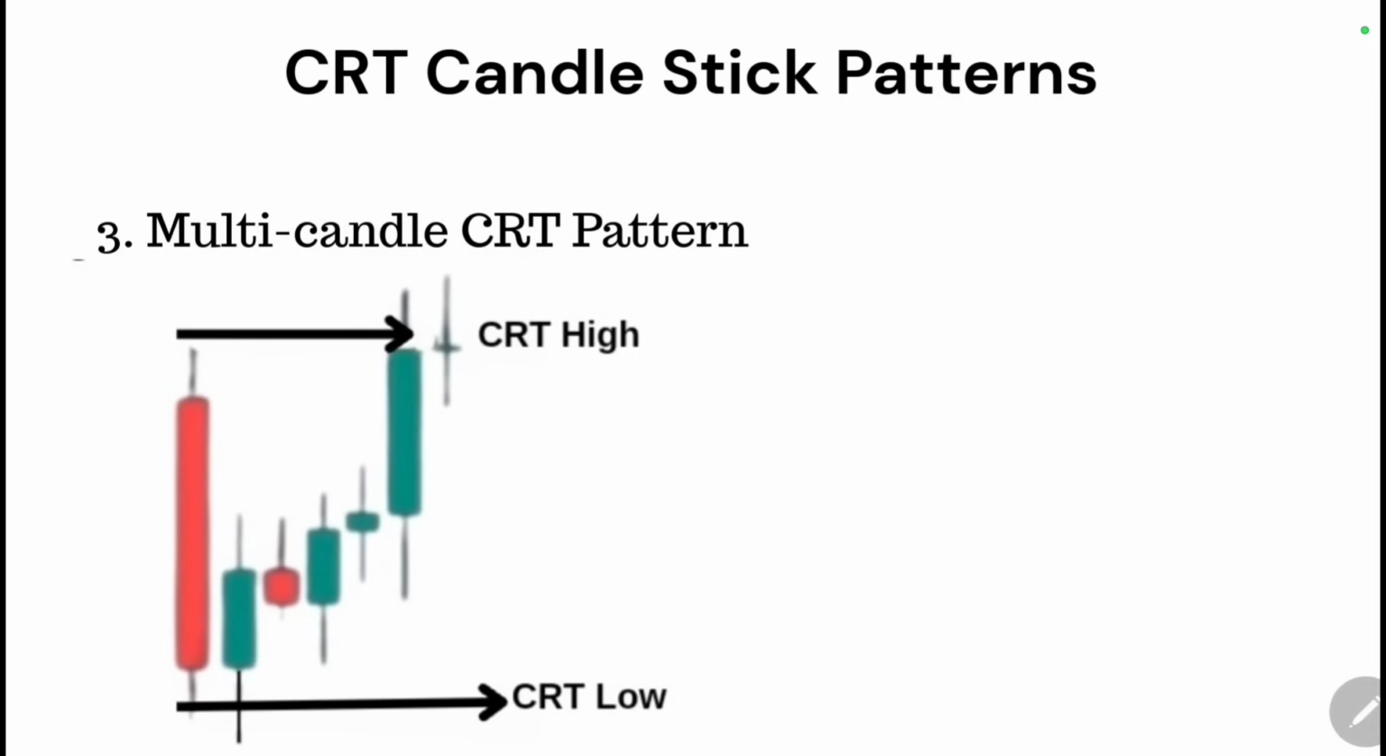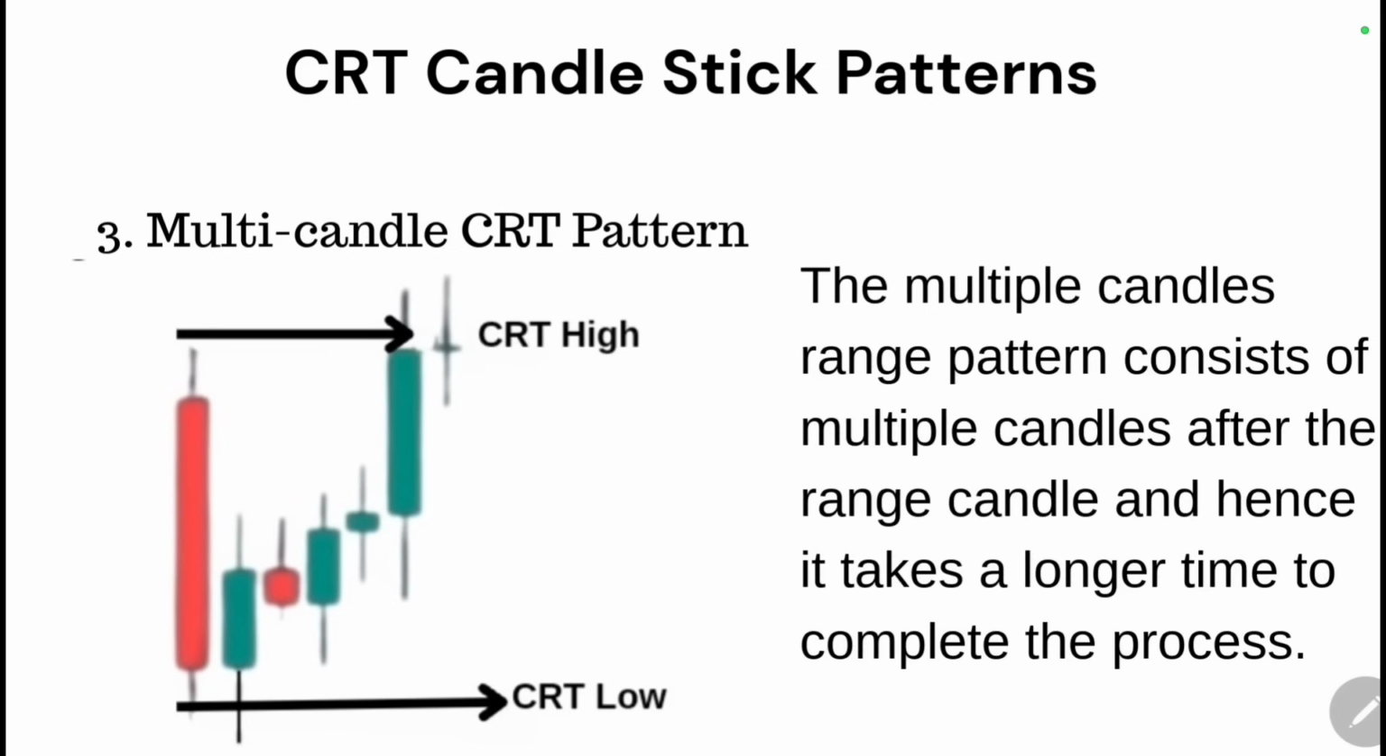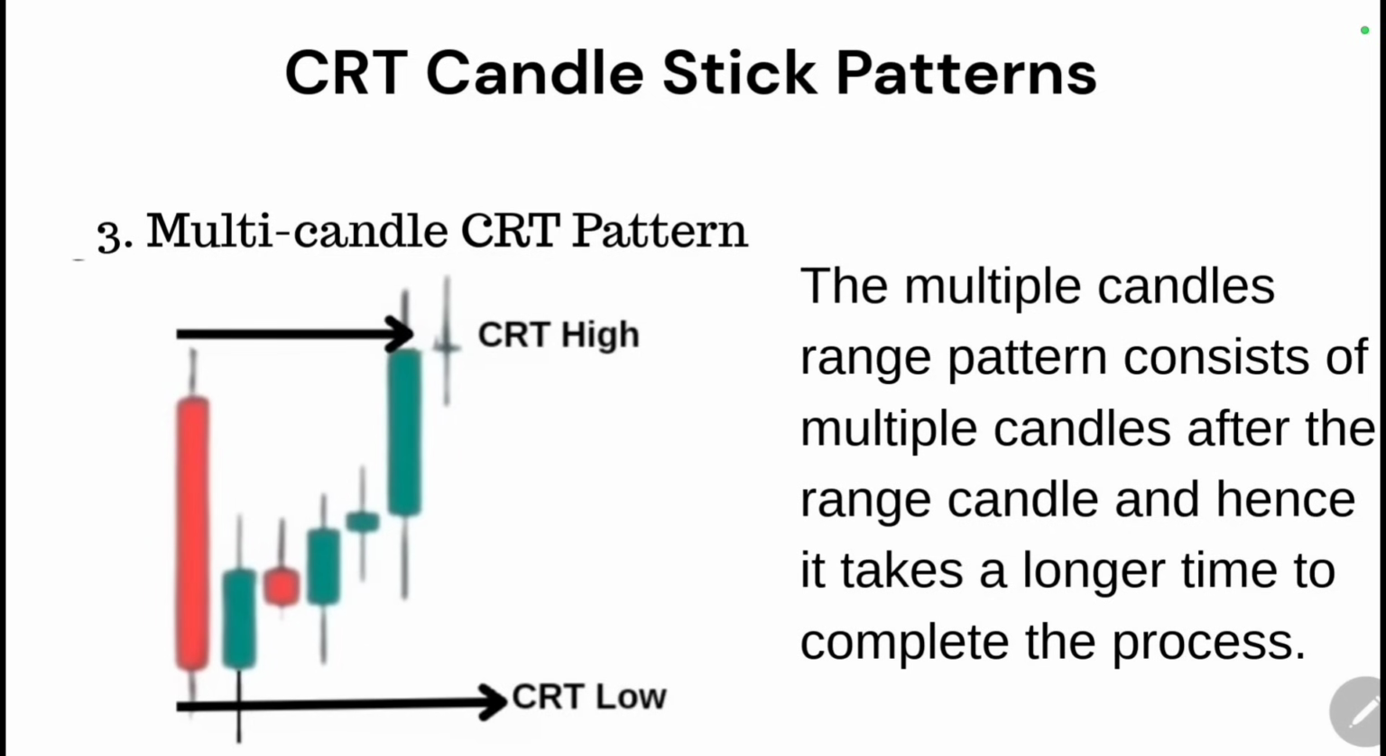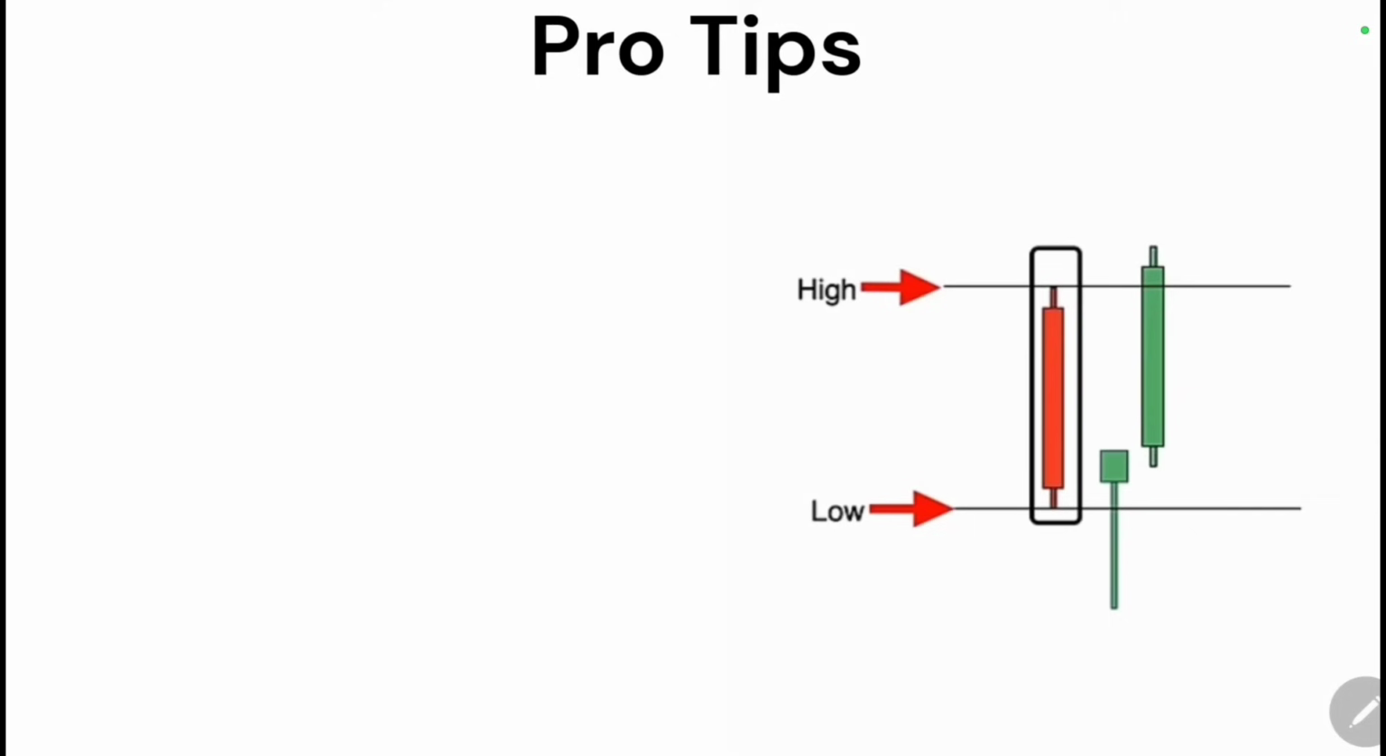The third CRT pattern is not so different, just that there are multiple candles formed before the candle range high is broken to the other side. The difference within this multiple candle range pattern is that it takes a longer time to complete, because there are multiple candles being formed. We have the range candle, the sweeping candle, and then all these candles being formed before the market breaks out to the other side, in the opposite direction of the liquidity sweep. This is the multi-candle range pattern. All right, so now let us move on.